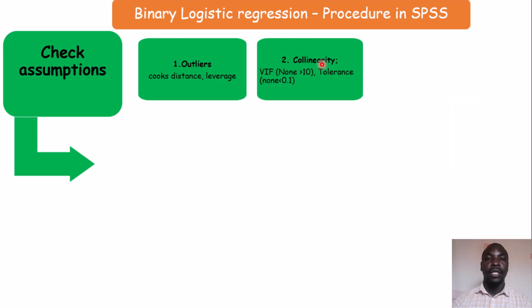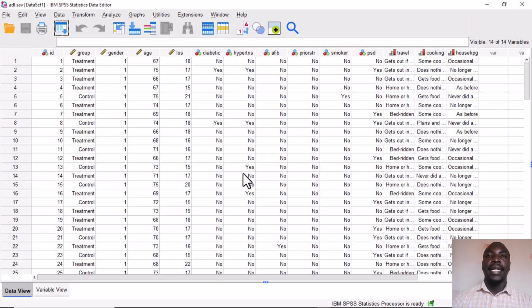So today we are going to focus on these 2 major assumptions of logistic regression, and that is outliers and collinearity. We are going to use a dataset that comes pre-installed with SPSS called the ADL dataset. I've included a link in the description of this video where you can download this dataset.